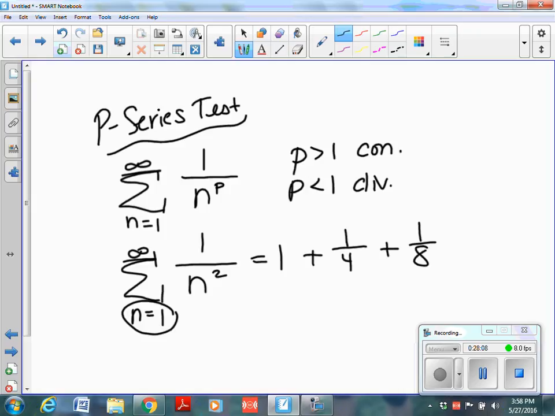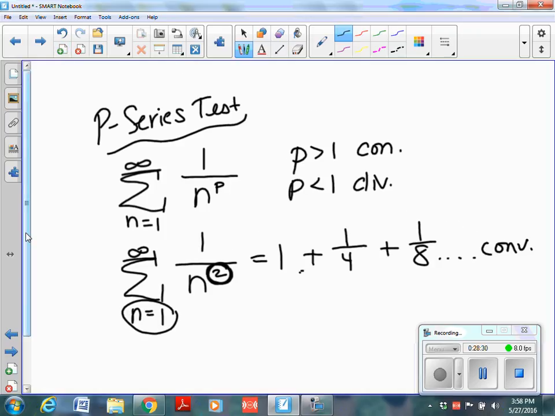Since p is greater than 1, you can see that these numbers are getting smaller and smaller, and they're going down by a half. Not by a half. They're going down by 1/4. You know what I mean. They're going by 1 over n squared. And you can see that these are getting smaller and smaller, and they're converging.